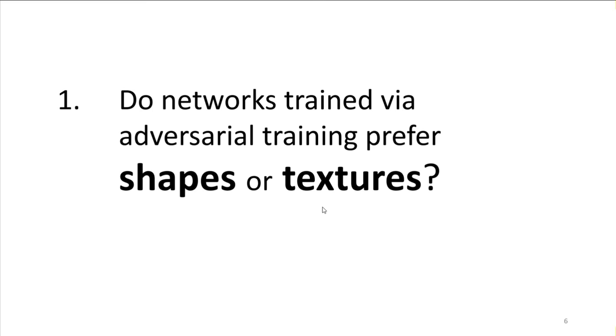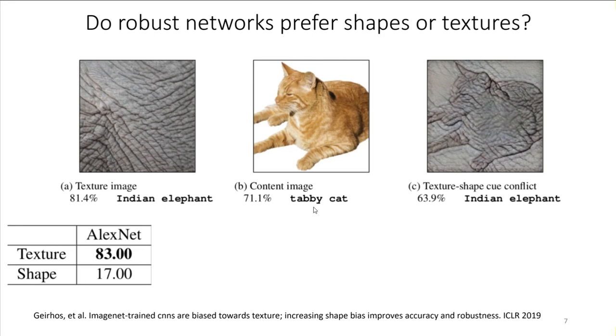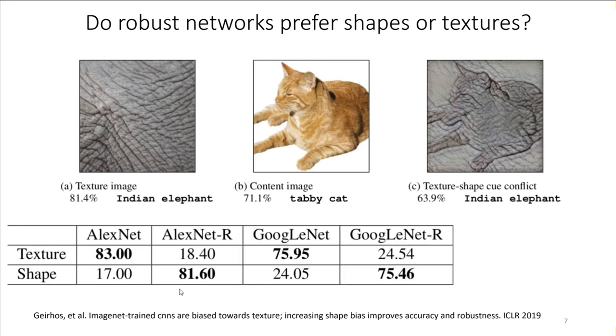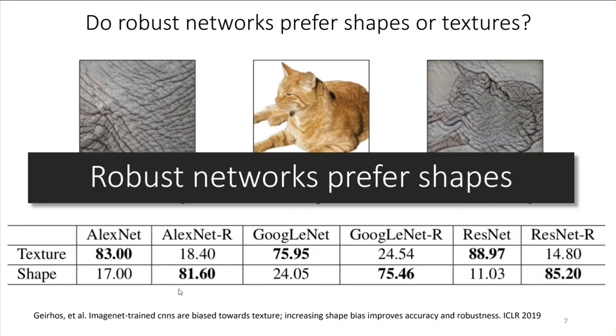Do networks trained via adversarial training prefer shapes or textures? We did a series of cue-conflict experiments where the image contained different content and textures. For example, this image has the shape of a cat but the texture of an elephant. We found that standard AlexNet preferred texture 83% of the time. In contrast, the robust AlexNet prefers shapes around 82% of the time. Similar results can be found in GoogLeNet and ResNet. So the robust networks prefer shapes.